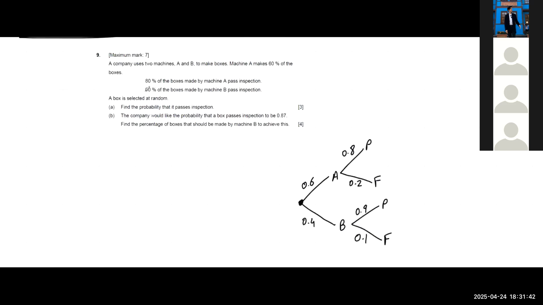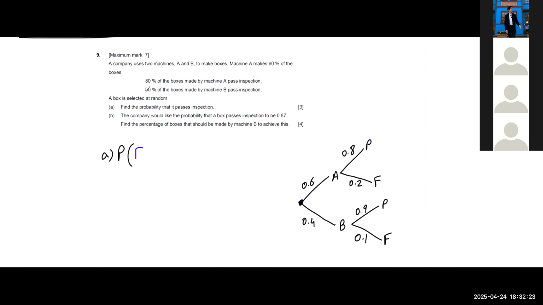Now, find the probability that the box you've picked passes inspection. There are two routes you can take to pass inspection. You can go through A and then pass, or you can go through B and then pass. My general advice to you with tree diagrams is first do this: which path am I taking? Each path is a continuous line. It doesn't break. Every continuous line means that you have to multiply everything along the way.